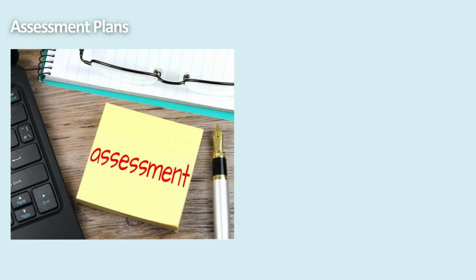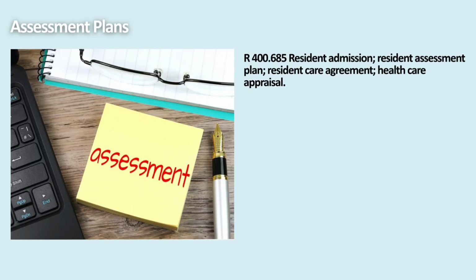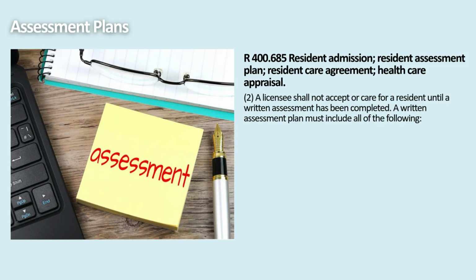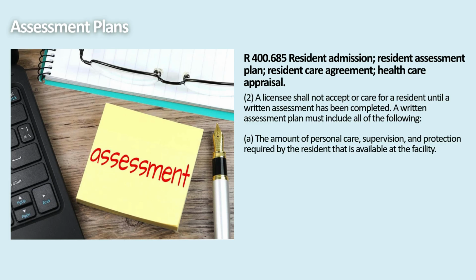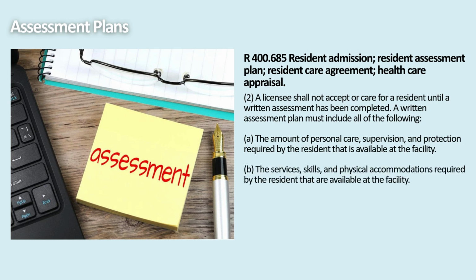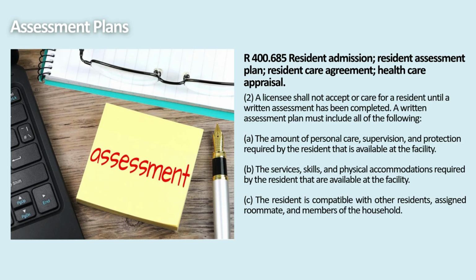According to rule ending in 685, sub-rule 2, a licensee shall not accept or care for a resident until a written assessment has been completed. A written assessment plan must include all of the following: the amount of personal care, supervision, and protection required by the resident that is available at the facility, the services, skills, and physical accommodations required by the resident that are available at the facility, and verification the resident is compatible with other residents, their assigned roommate, and members of the household.